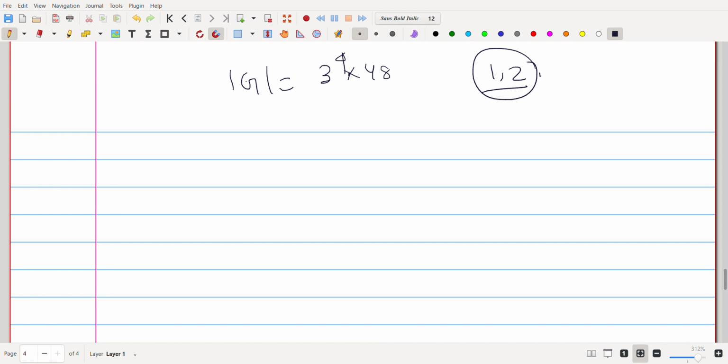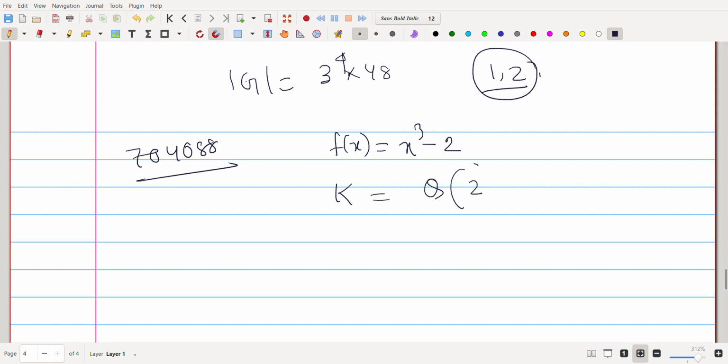So given that this is problem 704088, this is a very basic problem from Galois theory. If you know the definition of Galois group and its properties, then you can easily solve it. So f(x) equals x cube minus 2 and K is the splitting field of f(x) over Q. So what is K? K is Q adjoined 2 power 1/3, I.